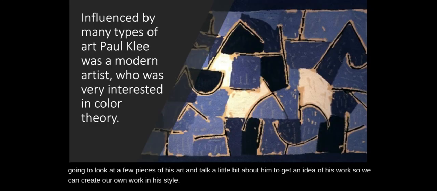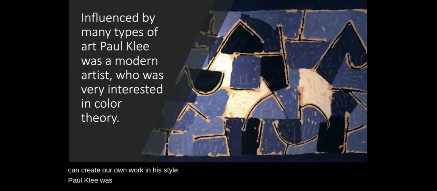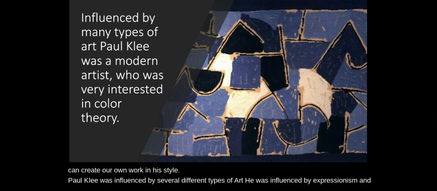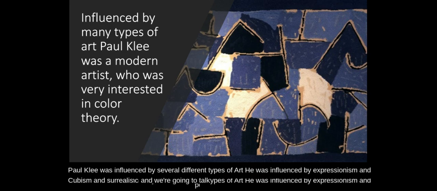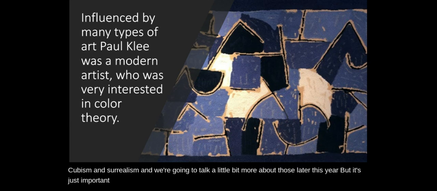Paul Klee was influenced by several different types of art. He was influenced by Expressionism and Cubism and Surrealism. And we're going to talk a little bit more about those later this year, but it's just important that you know that he kind of had all those influences in his art.